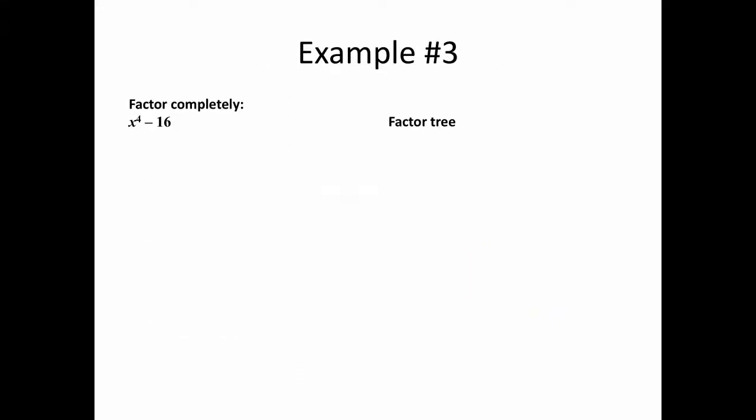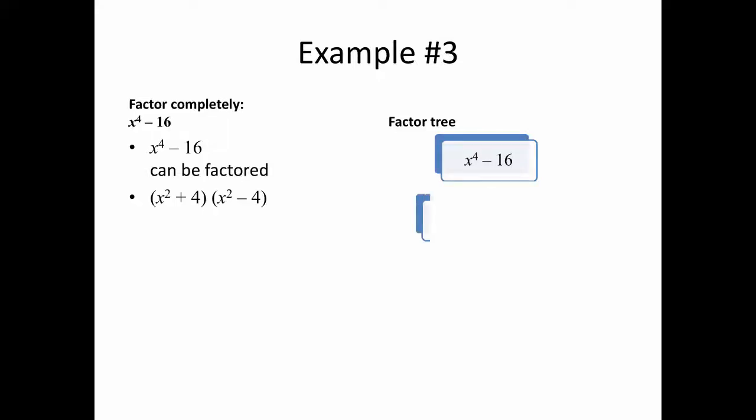Here's another example. You're asked to factor x to the fourth minus 16 completely. So we begin with a factor tree, and you might recognize x to the fourth minus 16 as the difference of two squares, and we know that that can be factored into x squared plus 4 times x squared minus 4. X squared plus 4 cannot be factored anymore, but x squared minus 4 can be.